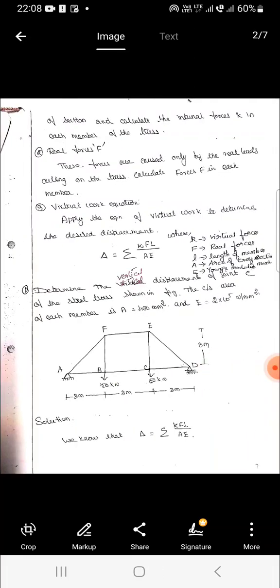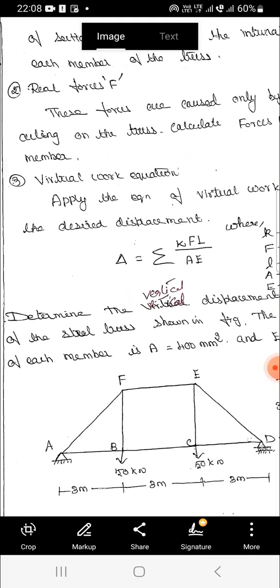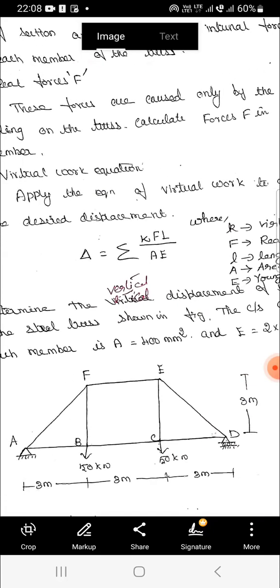After that, using method of joints, we have to find the virtual forces K, small k. Then as usual, the real forces. This we already saw in chapter 1. So using method of joints, we find the real forces. Then we use the virtual work equation.